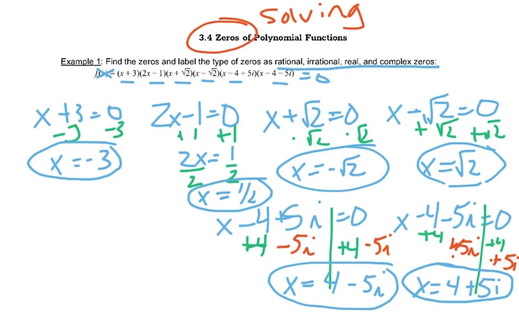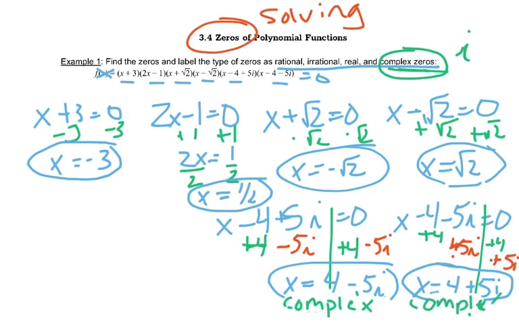So let's talk about what those numbers mean, and let's start from the end. Let's start with complex. Complex zeros are zeros that have i in them, okay? So we can see right away that this answer is complex, and this answer is complex. So that's these two down here in purple. If a zero is complex, let me circle that in purple so you can see it. It goes with the purple down here.